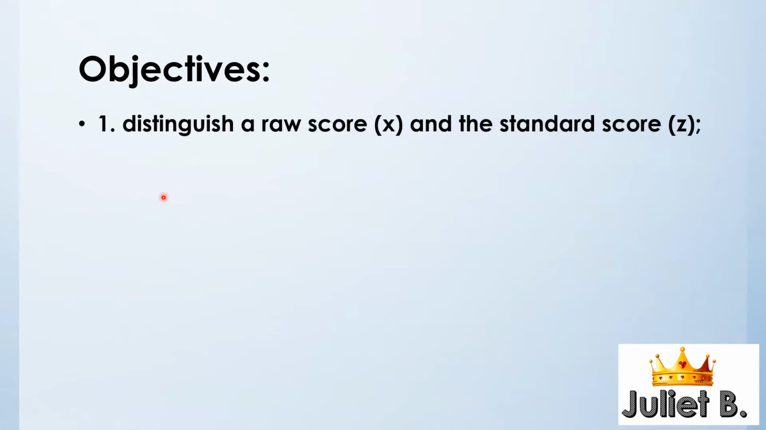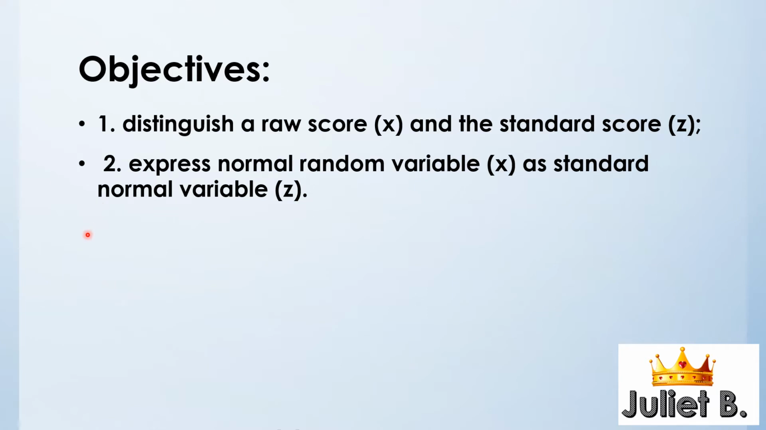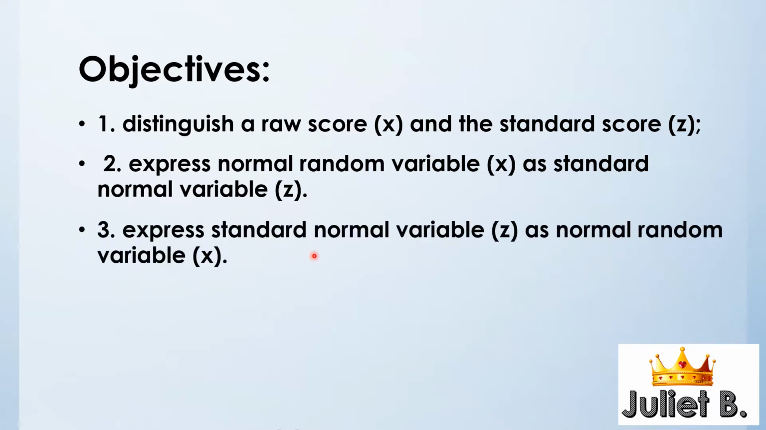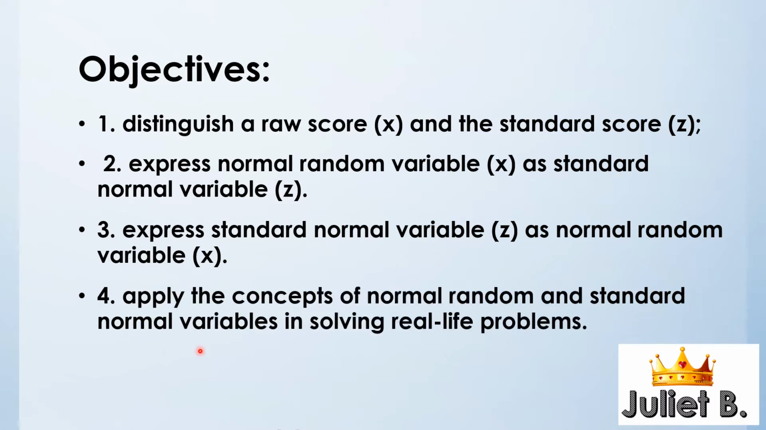Our objectives for today are the following. 1. Distinguish a raw score x and the standard score z. 2. Express normal random variable x as standard normal variable z. 3. Express standard normal variable z as normal random variable x. And 4. Apply the concepts of normal random and standard normal variables in solving real-life problems.